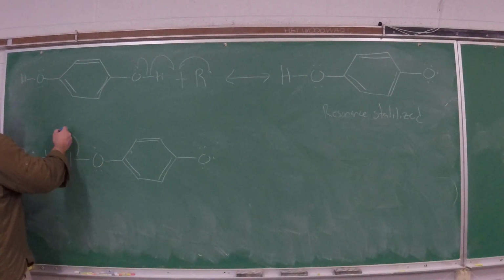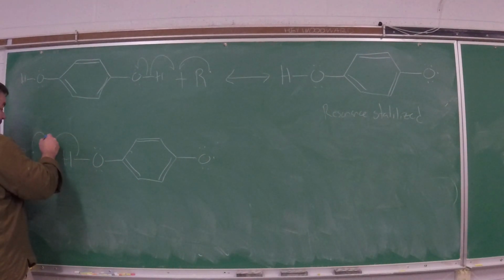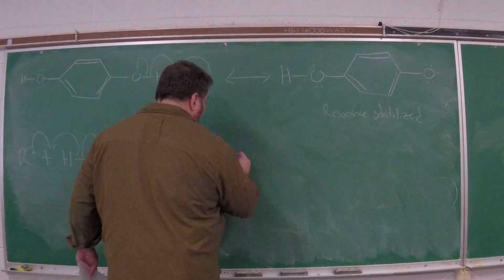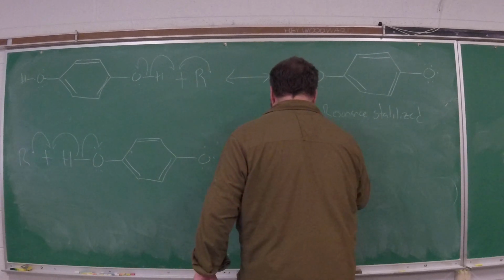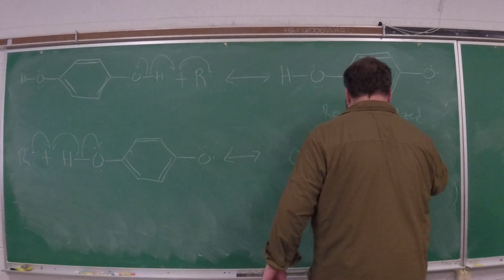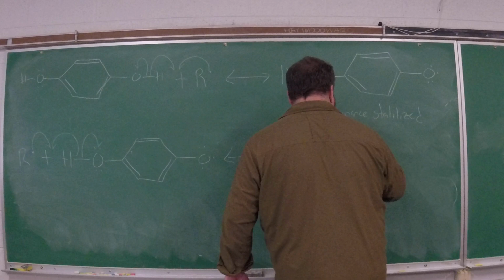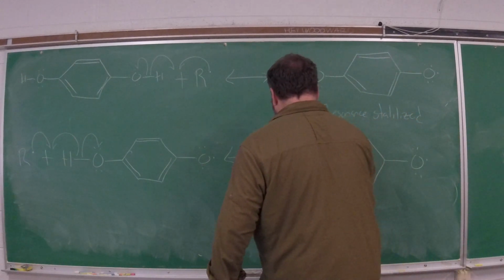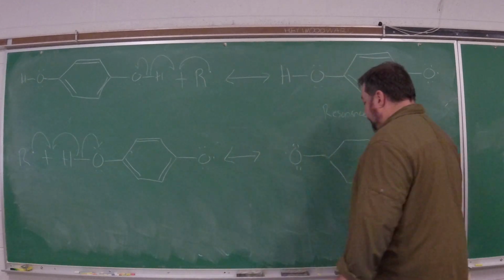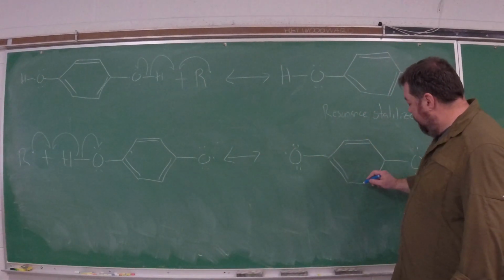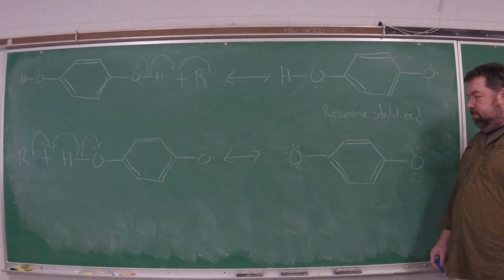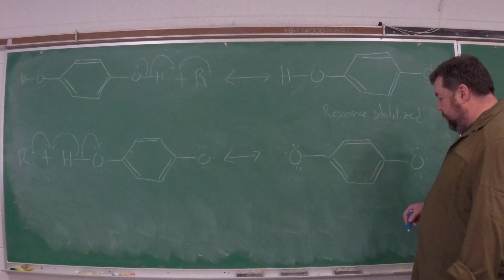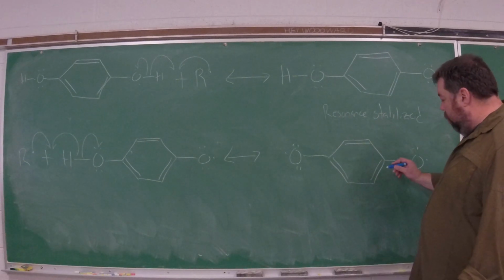Again, hydrogen abstraction. Half arrows showing one electron movement. And we end up with this. Right, and then again, this should be resonance stabilized. Let me just draw one real quick.